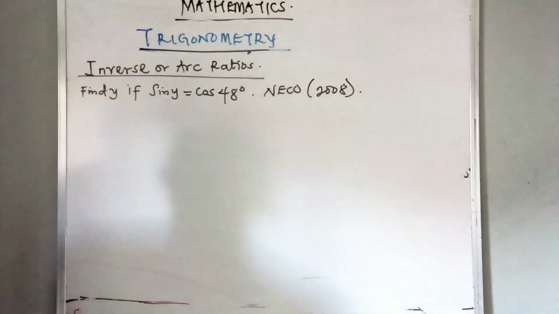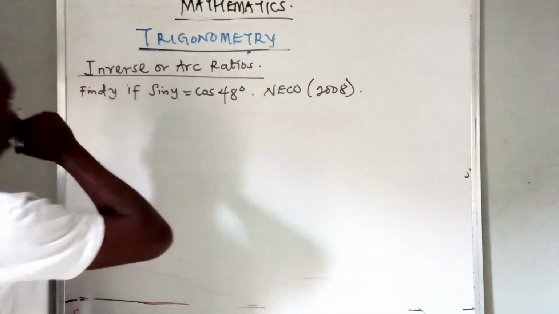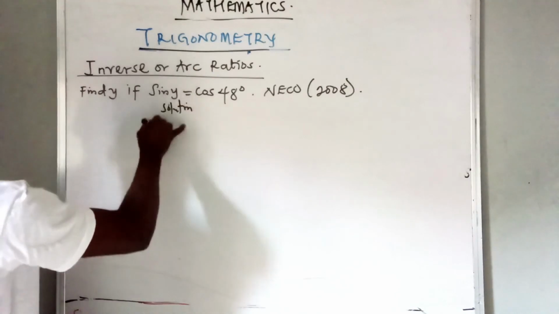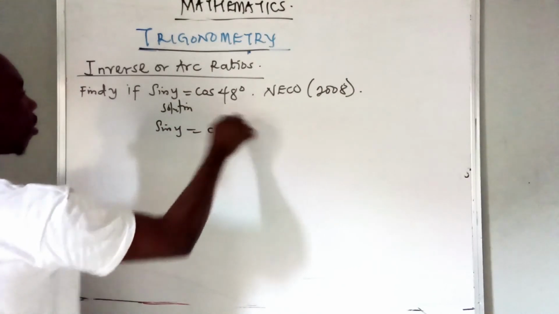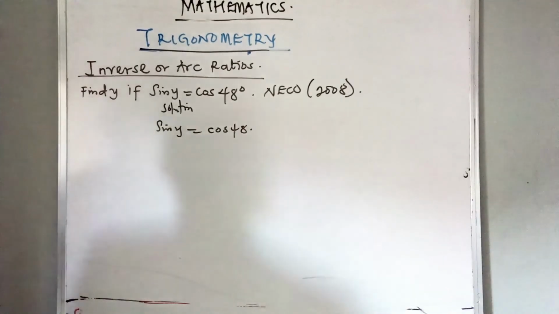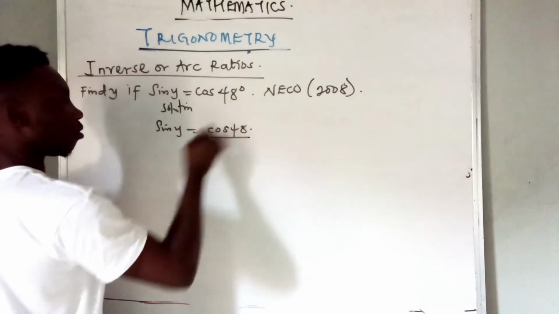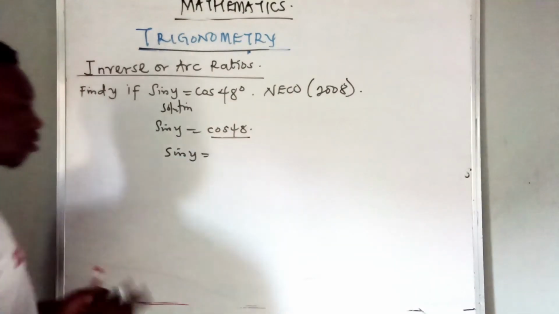Now, sine inverse or arc ratios. I have an example here from NECO 2008. He said if sine y is equal to cos 48, find y. If I have to find y here, first and foremost, let's find this. This is sin y is equal to cos 48.